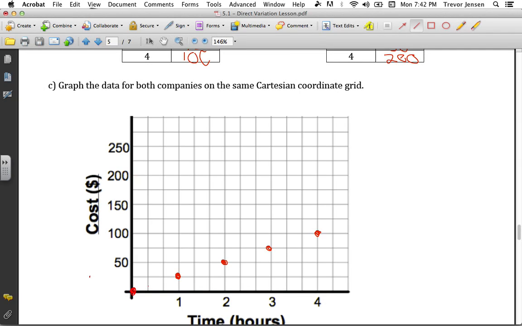Hopefully I can figure this out pretty soon. I'm going to start down here. Okay, I'm going to start down there. That'll let me do it. Okay, so connect those with a straight line. And there's the graph for the cost of the electric company.